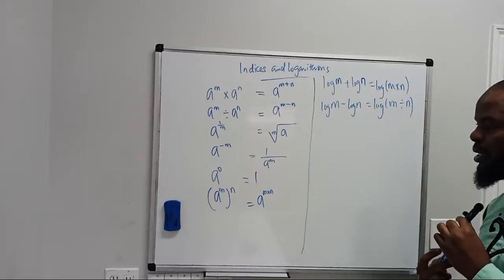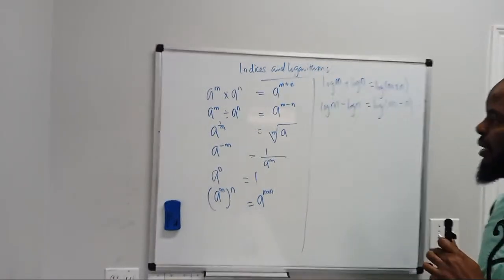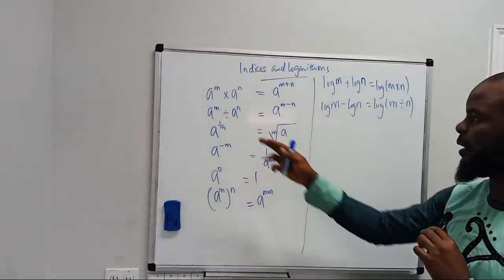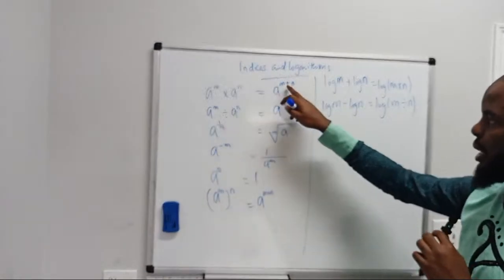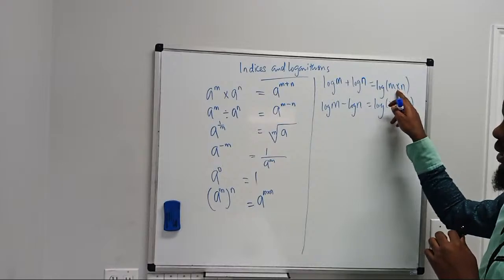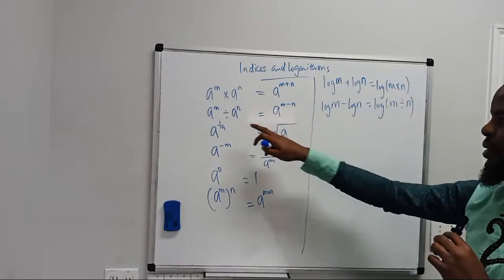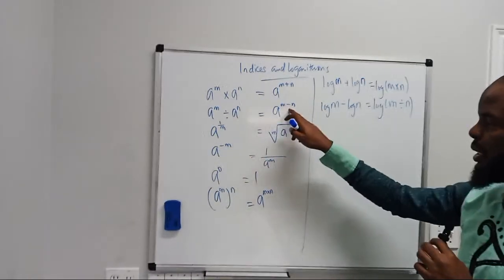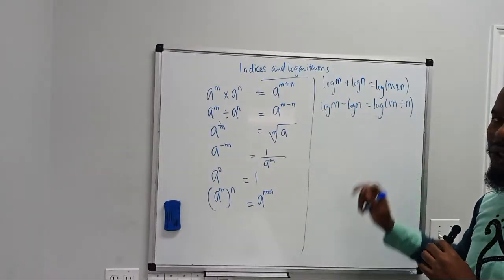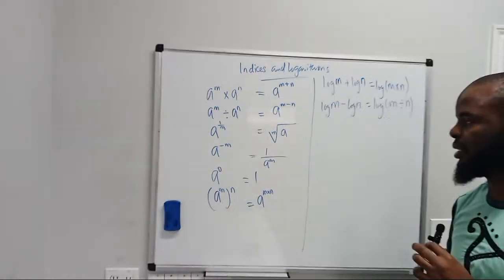Secondly, if you have log m minus log n, this is going to be log of m divided by n. Now look at the similarities and the differences. Here multiplication turns to addition; there, addition turns to multiplication. Here division turns to subtraction; there, subtraction turns to division. Can you see the similarities here?